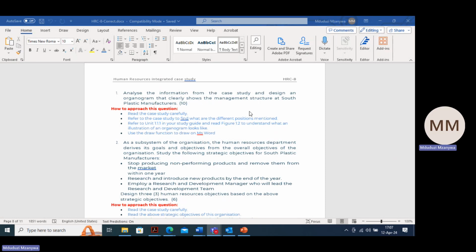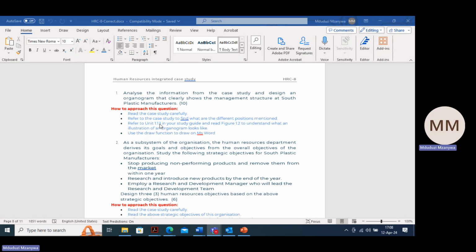So the first question is on you analyzing the information that is given in the case study, which is why I said to you, please read the case study and then design an organogram. It's clearly indicated what an organogram is and how it's designed. It's in your case study and in your study guide. In your case study, you'll find different portfolios or positions that are mentioned. And these positions are the ones that are required to set up a structure or an organogram.